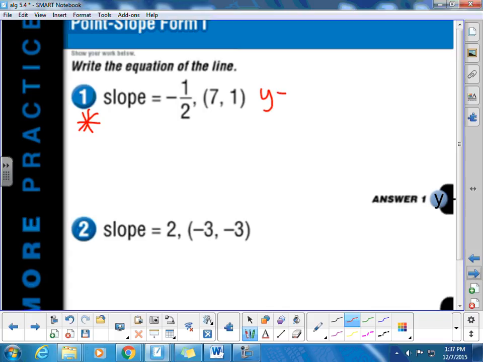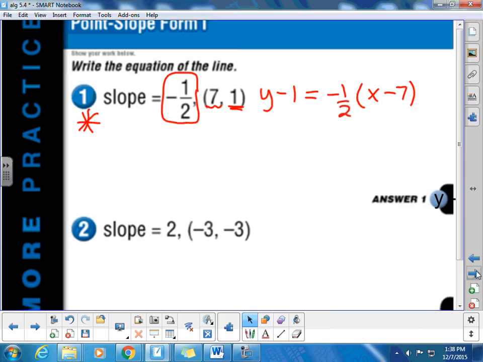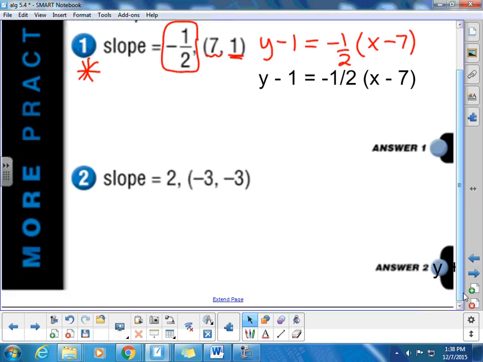You should have y minus, there's our y1, equals m, there's our slope, times x minus, there's our x1. So that should be the equation for the first one. Hey, look at here. Beautiful match. So again, look at your errors if you made any. Ask some questions. Hopefully somebody can answer, even if it's a classmate. Once you've done that, let's go on to the next one.